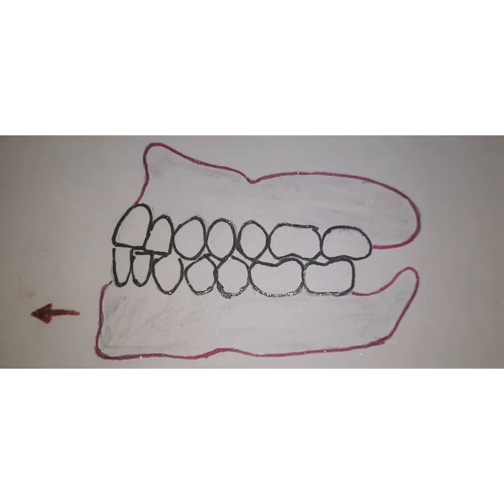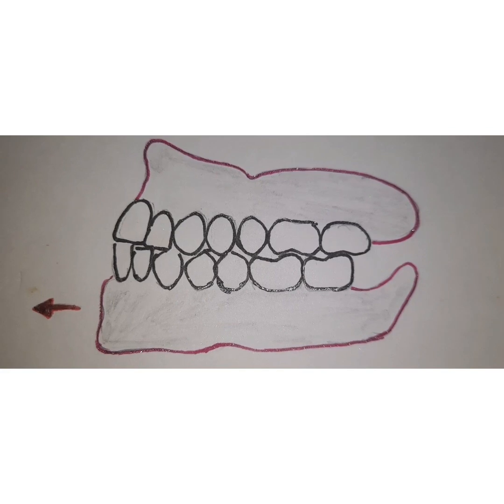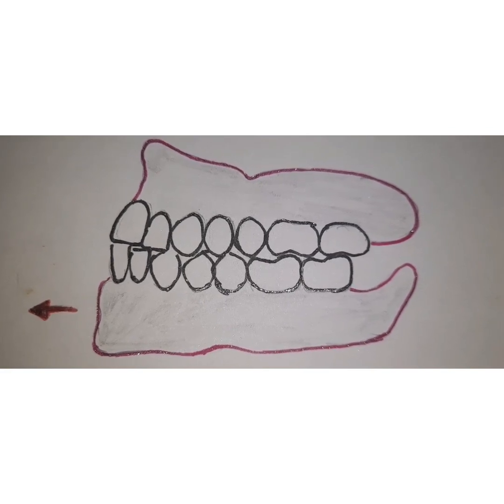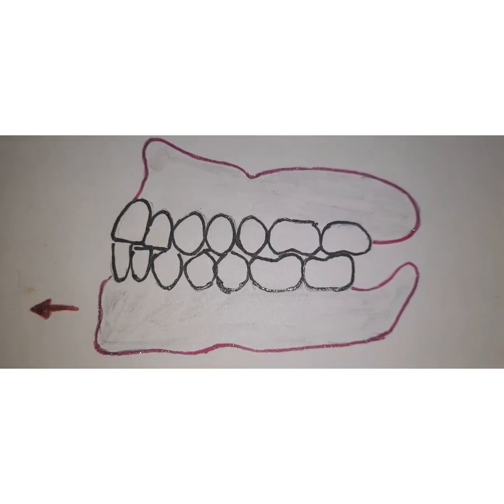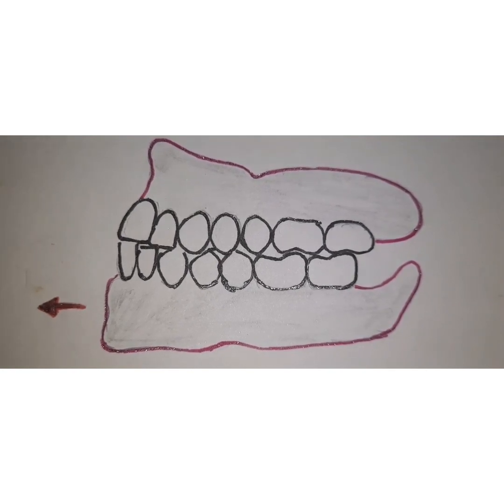Now the concepts of occlusion. Now let us see what are the concepts of occlusion. They are primarily three types of occlusion. One is the bilateral balanced occlusion. Second is the unilateral balanced occlusion or group function.